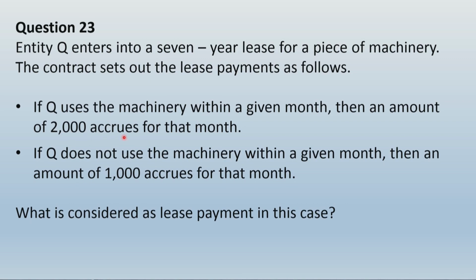Now this part of the variability is not dependent on any index or any rate, correct? This part of variability is only for the use of the machine over and above the lease payment of 1000 per month. So what we can say is the fixed lease payments over here will be 1000 per month, full stop. Whichever month the machine is used, that month there will be an additional payment of 1000 for that month. So 1 plus 1, it will be 2000 accruing for that month. That extra 1000 will be charged off as an expense of that month, that's all.